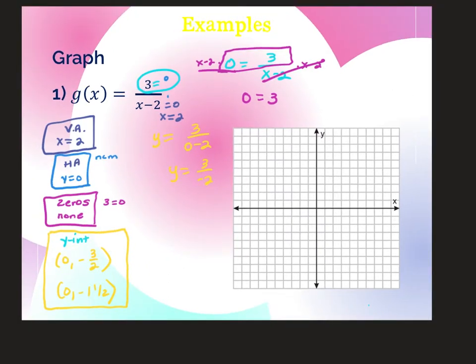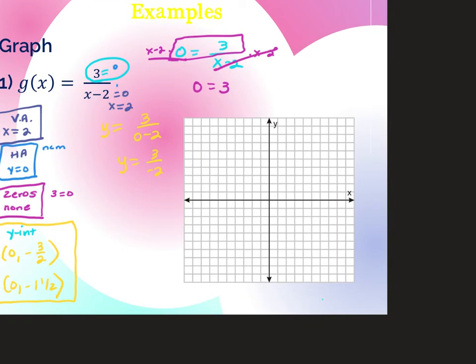So the vertical asymptote at x equals 2 is a vertical line through where x equals 2. Horizontal asymptote at y equals 0 is a horizontal line through y equals 0. No zeros means it's not crossing through that horizontal asymptote, right? And then a y-intercept at (0, -3/2), or (0, -1.5), is here.